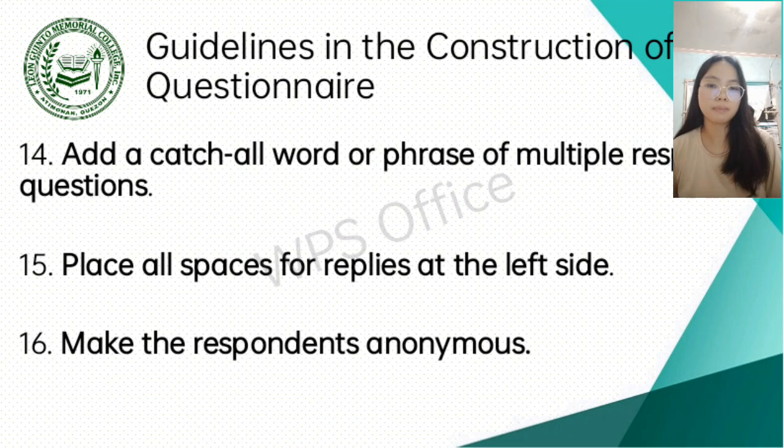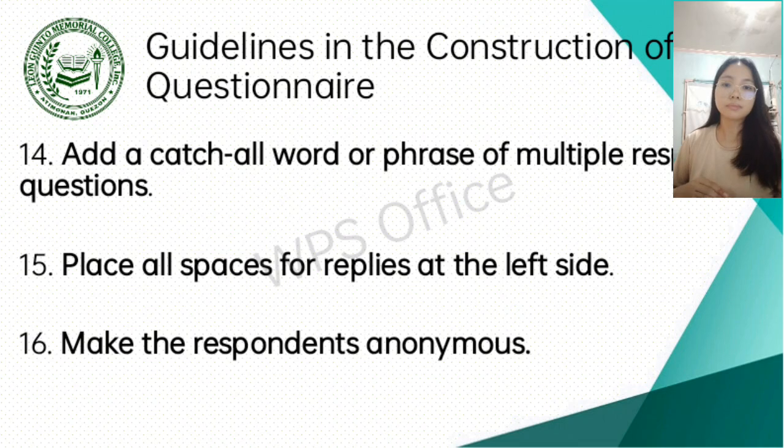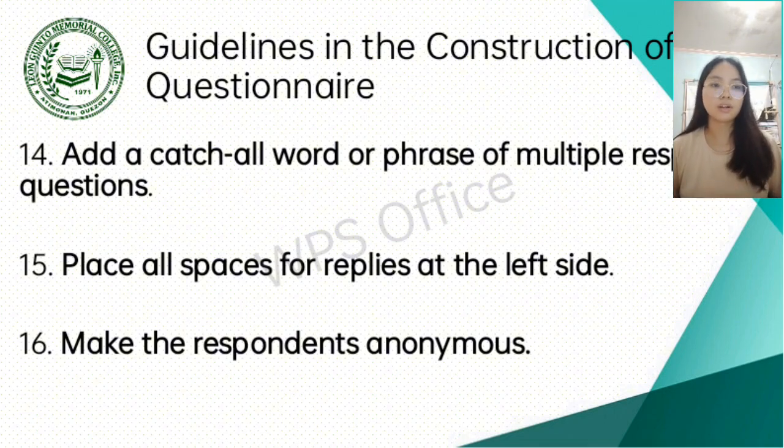15 is place all spaces for replies at the left side. So this is made for easy tabulation, the spaces being a vertical column. And number 16 is make the respondents anonymous. So it's up to them whether they want to be anonymous or they want to put their names. So this is to observe confidentiality. That's why you need to make your respondents anonymous. When names are not disclosed, the possibility of providing an objective, accurate and true response is high.